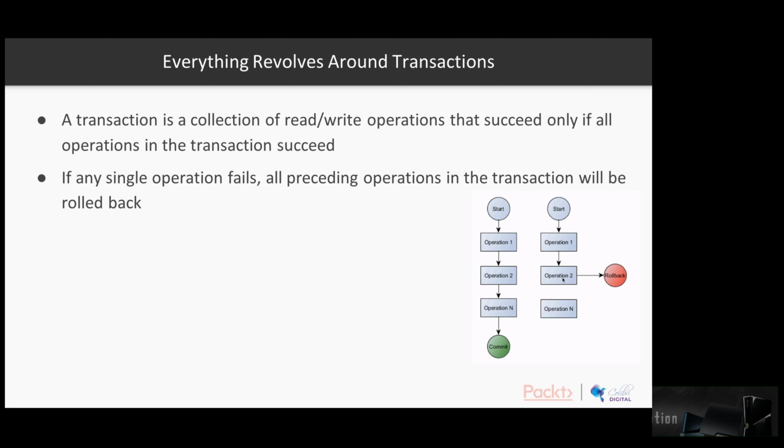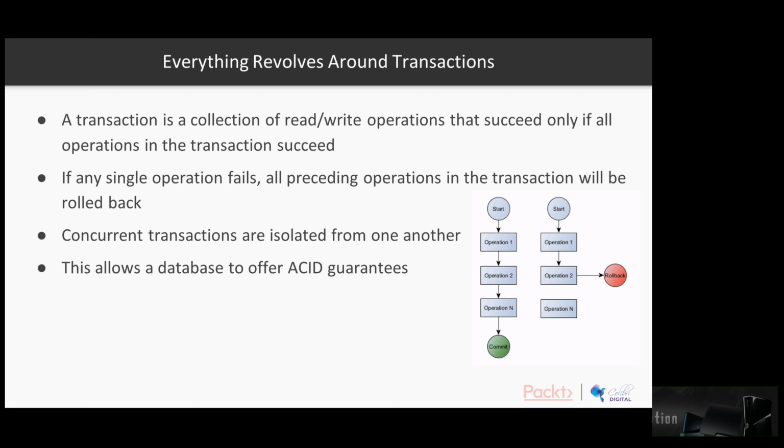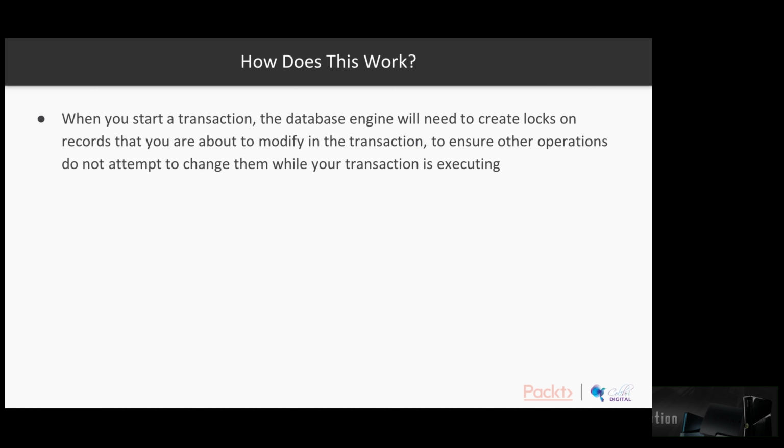Whereas on the one on the right, the second operation fails, so nothing gets committed. And that allows concurrent transactions to be isolated from one another. If you combine all of these things together, it means a database is able to offer ACID guarantees. So how does this work?